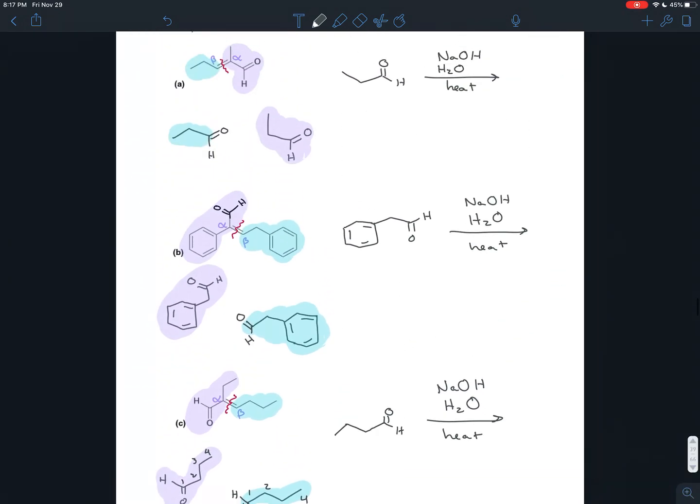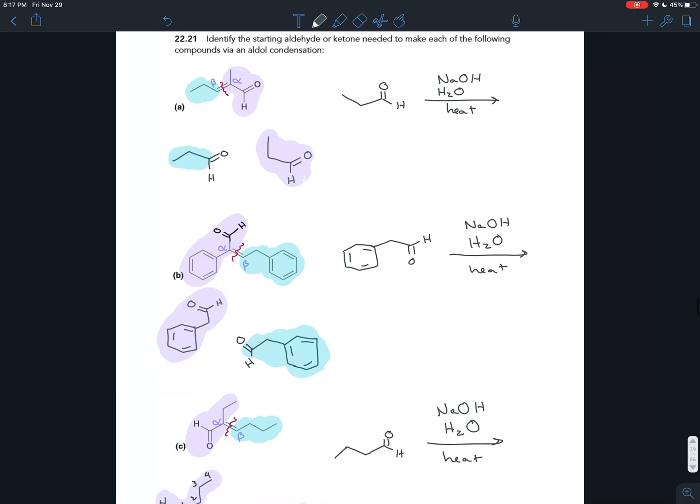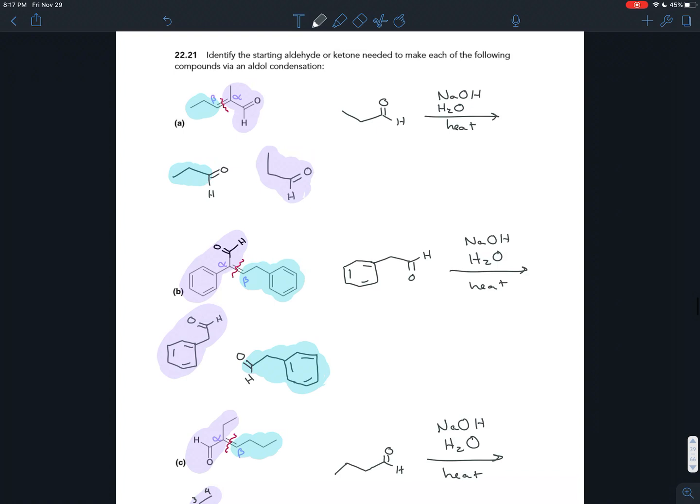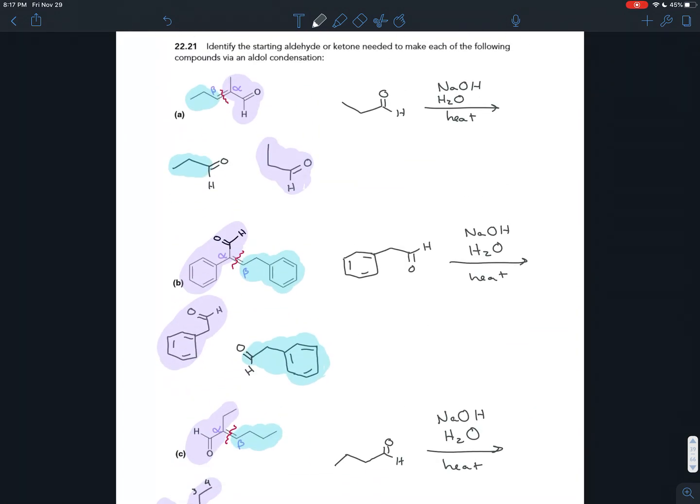So this is some practice thinking backwards. Whenever you see alpha-beta unsaturated aldehydes or ketones now, keep in mind you can make them from just simple aldehydes. And we'll see a further complication of that, or a further variation on that, in the next video.